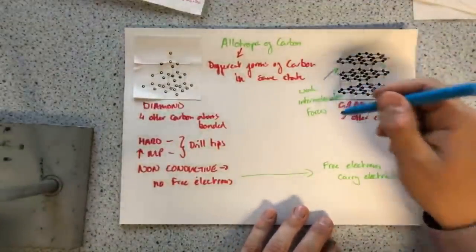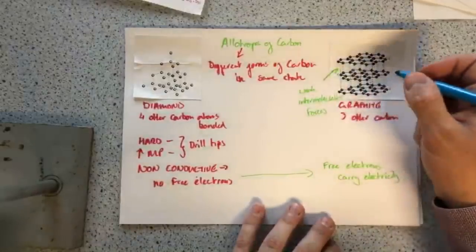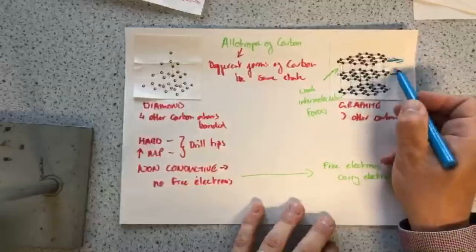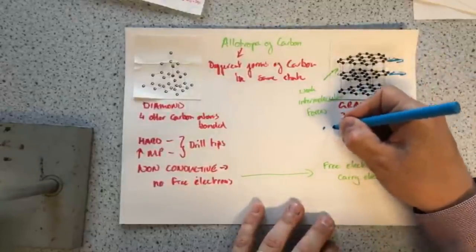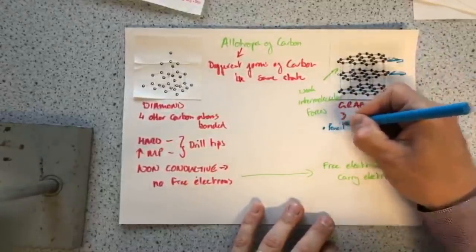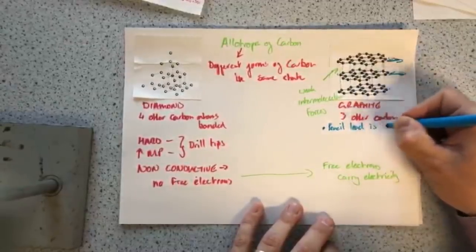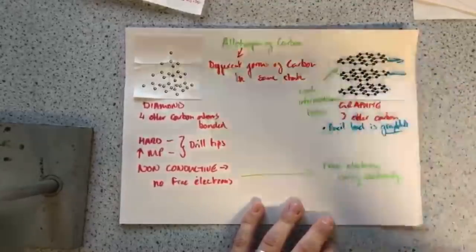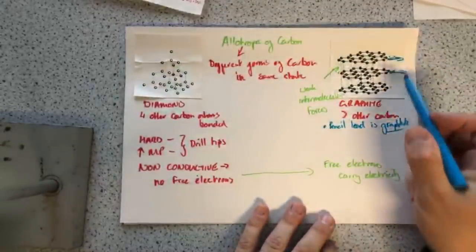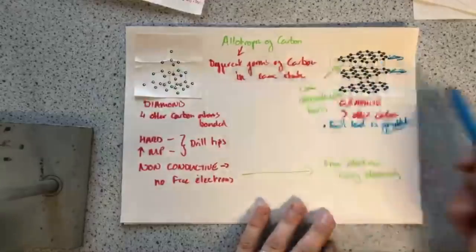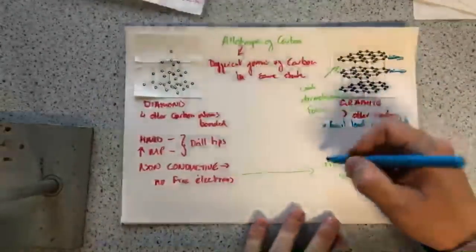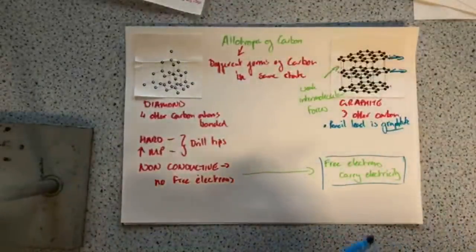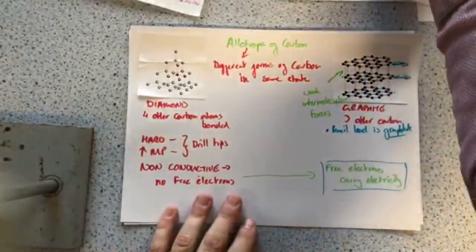So because we've got these weak intermolecular forces, these layers can literally slide past each other. You probably know that pencil lead is actually graphite. When you rub a pencil on a piece of paper, layers of graphite are being left on the paper. Okay. So, as I said, free electrons carry electricity, and that's the absolutely most essential part of this.